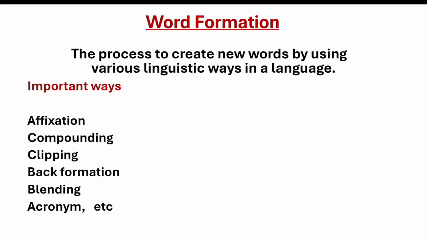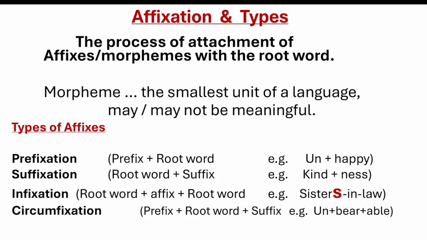What's word formation? It's a process to create new words by using various linguistic ways in a language. So there are various ways, different methods to create new words in a language, and this sort of process is called word formation. Suppose we have affixation, compounding, clipping, back formation, blending, acronym, etc. First of all, we have affixation and its types.